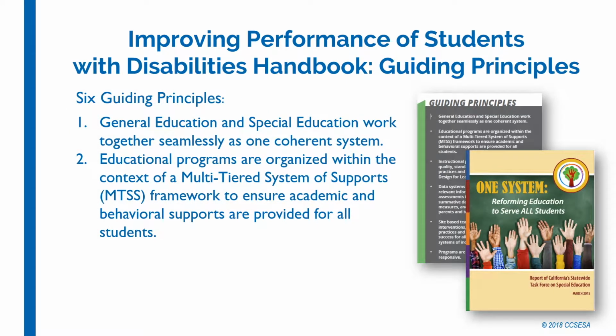The 6 guiding principles are: number 1, general education and special education work together seamlessly as one coherent system. Number 2, educational programs are organized within the context of a multi-tiered system of supports, MTSS framework, to ensure academic and behavioral supports are provided for all students.